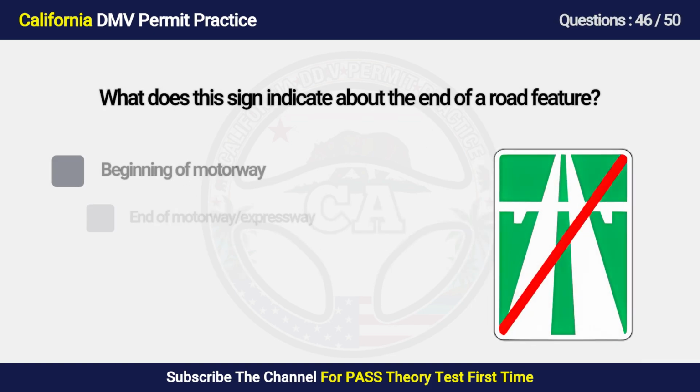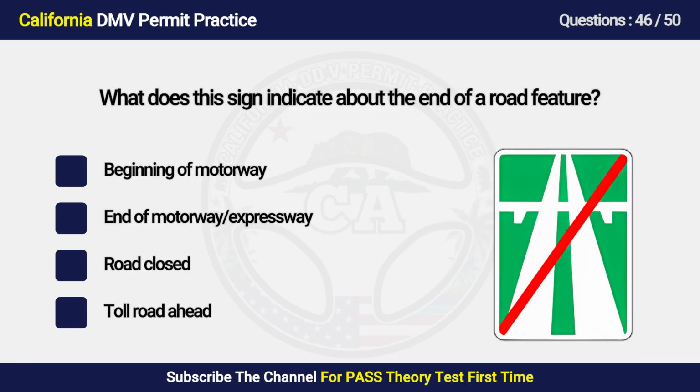Question 46. What does this sign indicate about the end of a road feature? A. Beginning of motorway. B. End of motorway. C. Road closed. D. Toll road ahead.